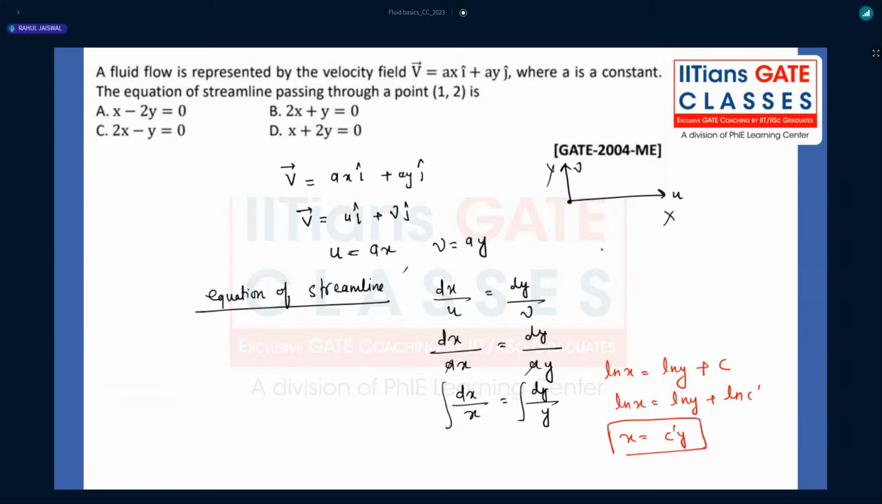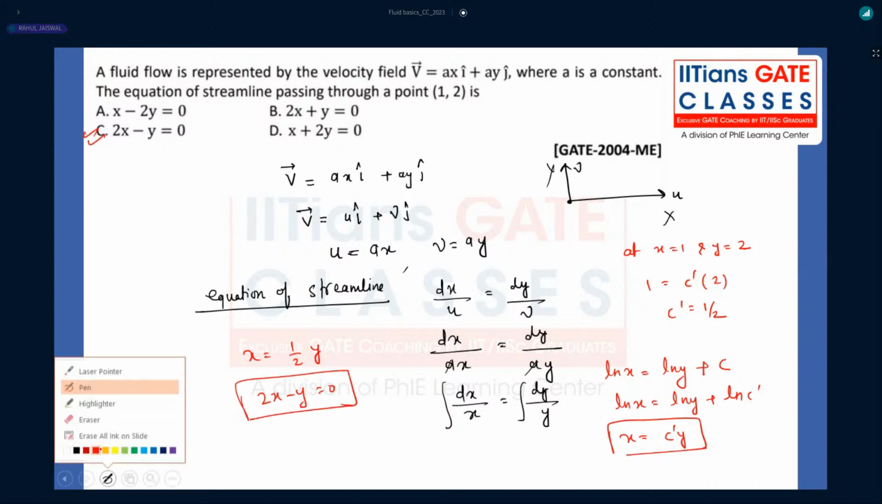How to find c dash? They have given that at x equal to 1, y equal to 2. When x equals 1, c dash will be 1 upon 2. So x is equal to 1 upon 2 into y, so 2x minus y will be 0. Which option is correct? C will be correct, right? Is that clear, all of you? Equation of streamline. Is it clear?